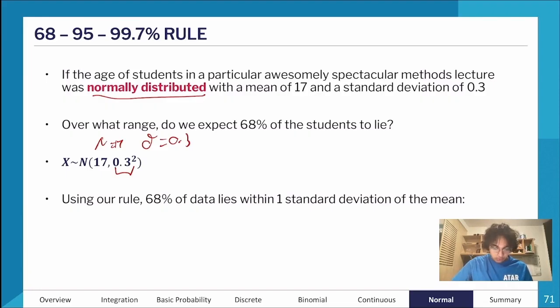So using our rule, 68% of our data lies within one standard deviation of the mean. All you have to do is 17 minus 0.3 and 17 plus 0.3. So with 68%, your ages are going to lie between 16.7 and 17.3 years old.